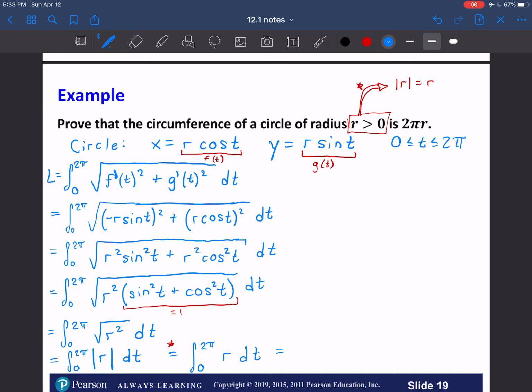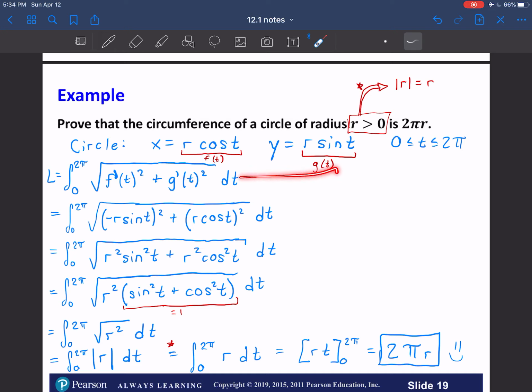And whenever we integrate this, we get rt evaluated from 0 to 2 pi. And whenever we plug in for t, we get just 2 pi r, which is exactly what we wanted to get. And so we've done it. We have shown that the circumference of a circle of radius r is 2 pi r. So this is another party trick that you guys can show all of your friends. You know how to compute the circumference of a circle of radius r. Just throw out your handy-dandy arc length integral for parametric curves and prove it in just a minute or two. Fun time.